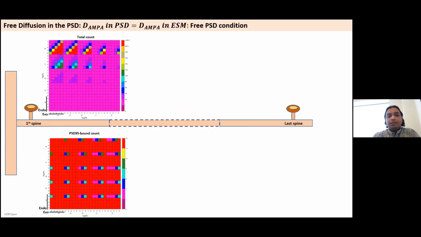So we begin with a situation of free diffusion in the PSD. For the time being, we are ignoring that there is hindered diffusion of AMPA receptors in the PSD, so that when we apply that, we can see what change it makes. So we start with the free diffusion condition, where we take the dendritic branch and look at the total count of the synaptic AMPA receptors and the PSD95 bound count of the AMPA receptors in the first spine.